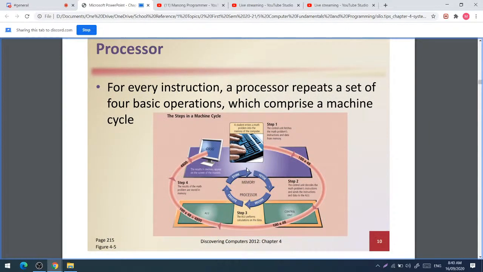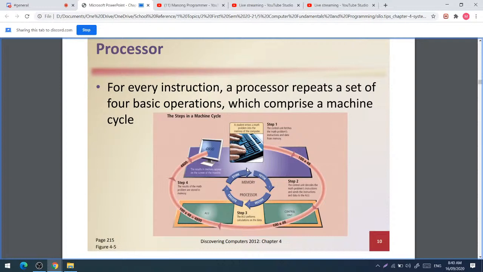Okay, so inside the processor, we have the so-called machine cycle. Sir, ano po yung machine cycle? Every time you give an instruction to the computer, nagkakaroon po ng sinasabi nating machine cycle. Step 1, that is the fetch. When you say fetch, the computer or the control unit gets the instruction or data, sabihin nating data, from the memory. Kinukuha niya po yun sa memory.